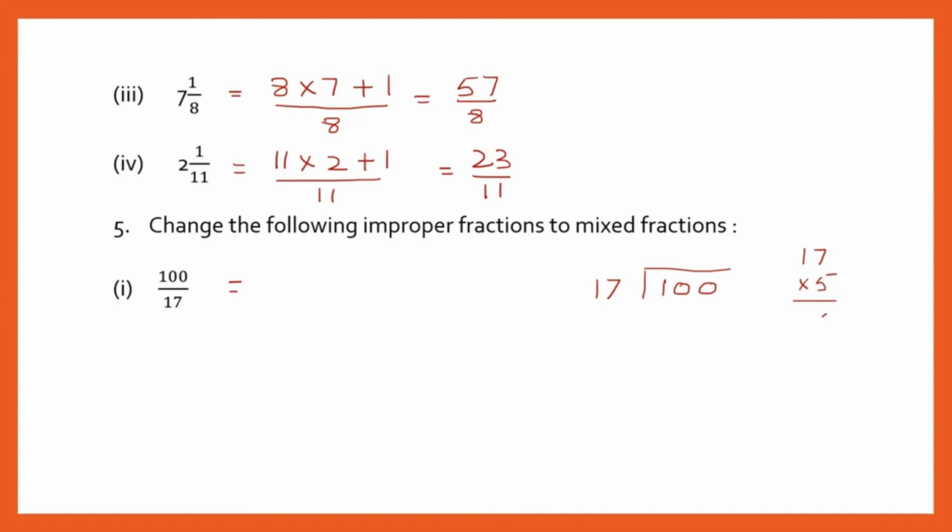5 sevens are 35. I carry 3. 5 ones are 5, 6, 7, 8. Yes, I've got 85. 85 is close to 100. It's smaller than 100 and it's very close to 100. So 17 fives are 85.